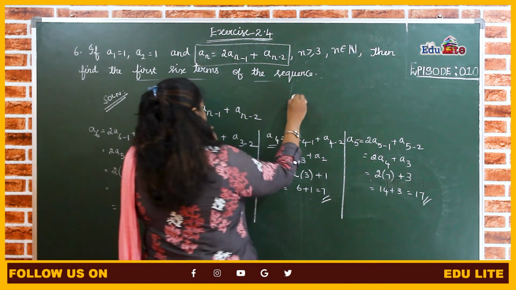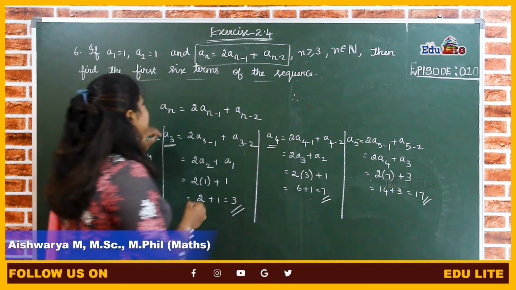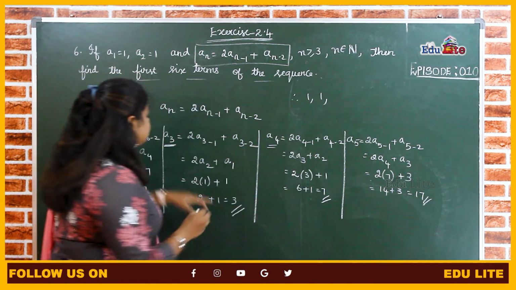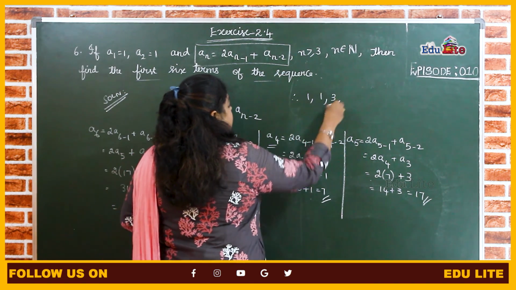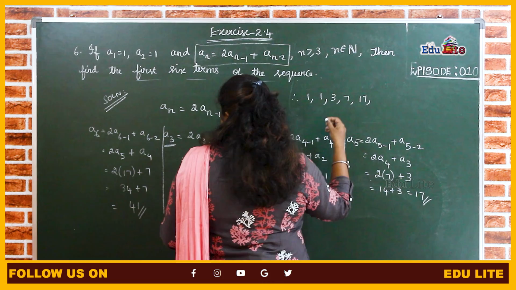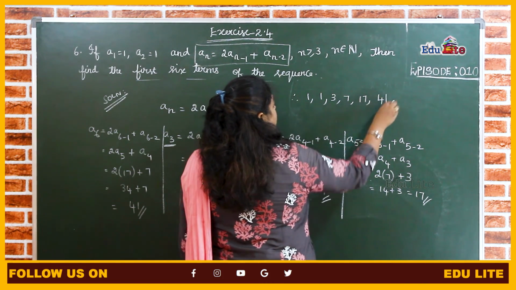So, therefore, the first 6 terms in the sequence are A1 is 1, A2 is 1, A3 we got as 3, A4 we got as 7, A5 we got as 17 and A6 we got as 41.